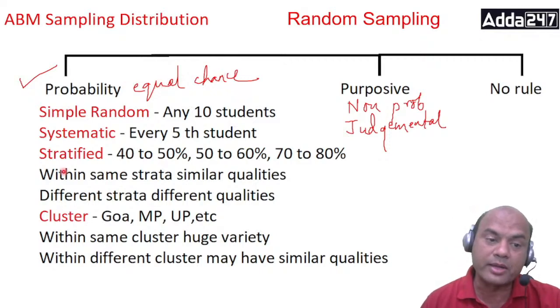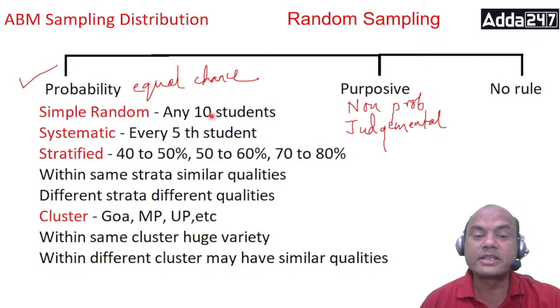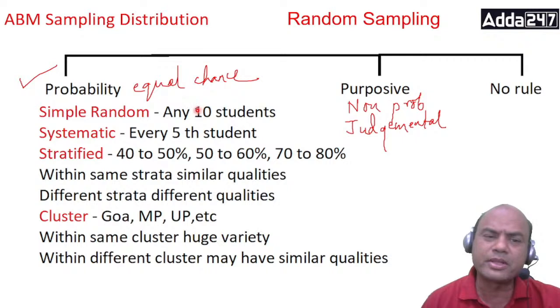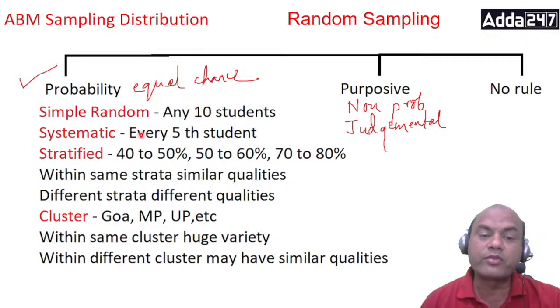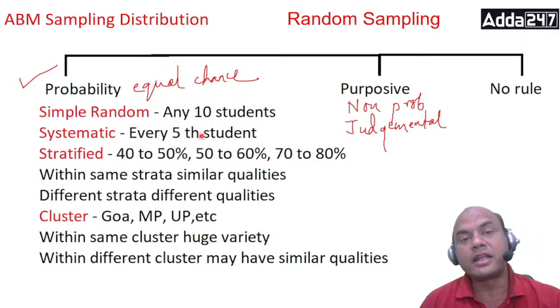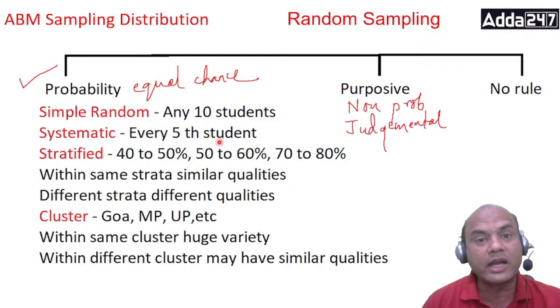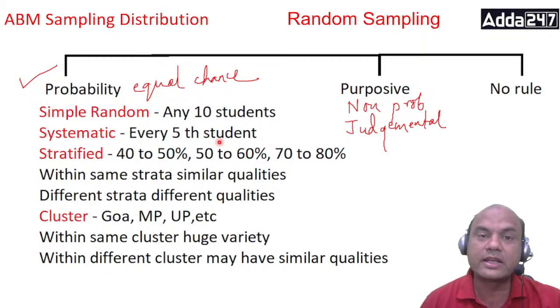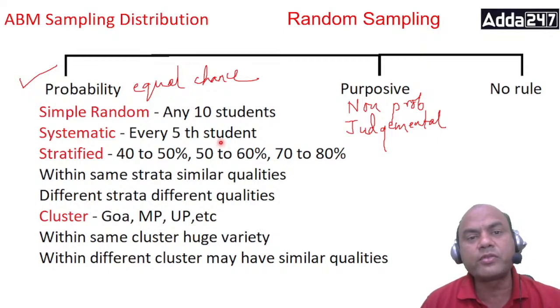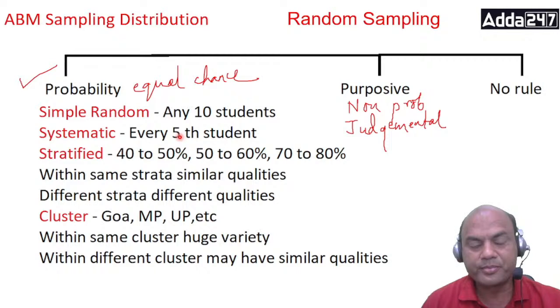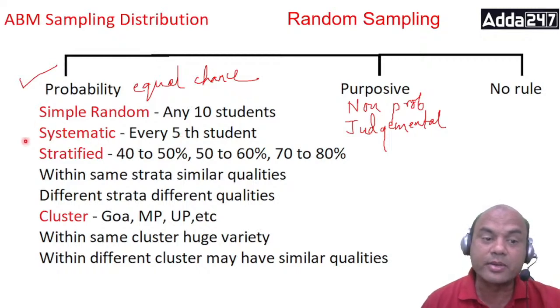Now it is of 4 types. Suppose I say in a class of 50 students, any 10 students, that becomes simple random. If I say every 5th student, what does that mean? I'll tell them to stand in a row. I'll close my eyes so I won't know who will stand where. I'll close my eyes, tell them to stand in the row, and every 5th student comes out. That is known as systematic.